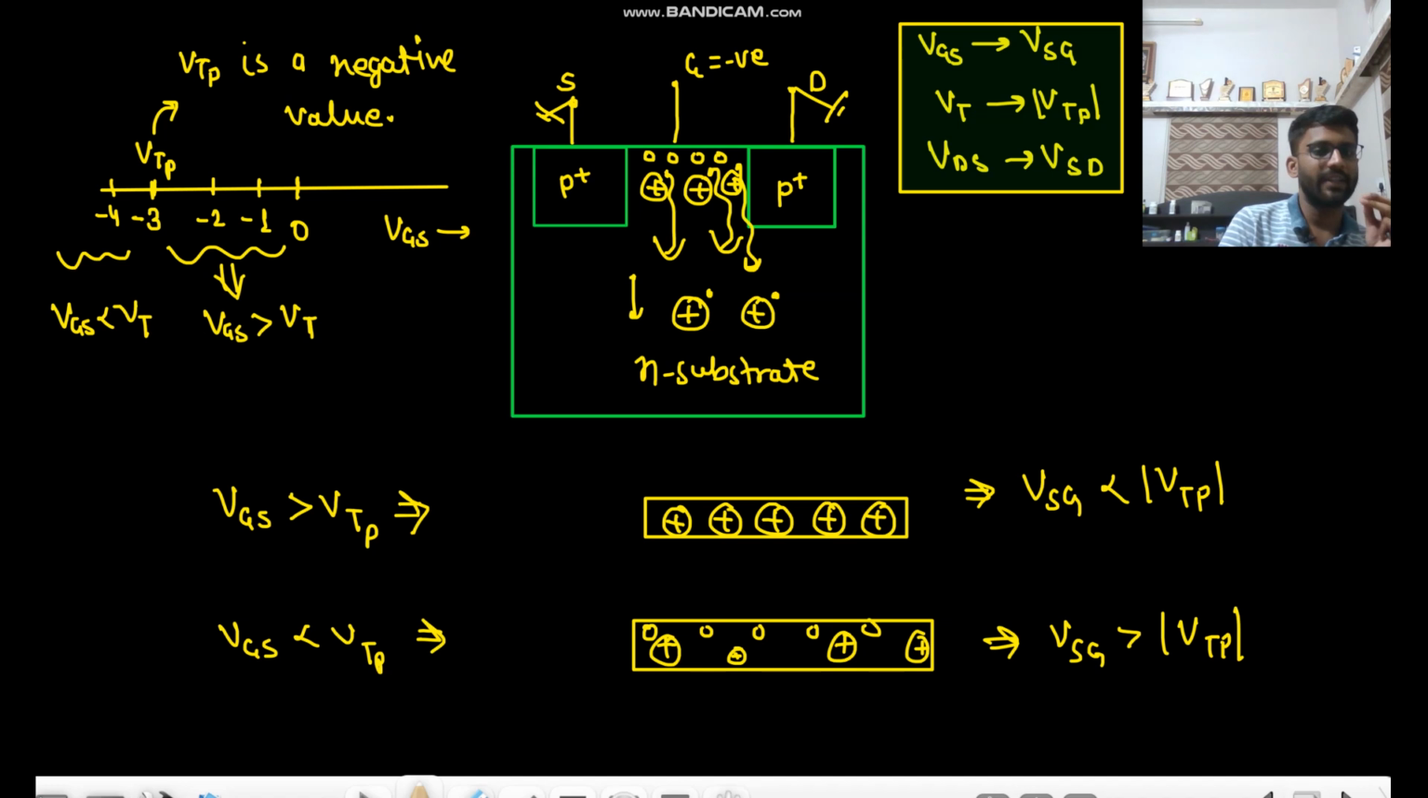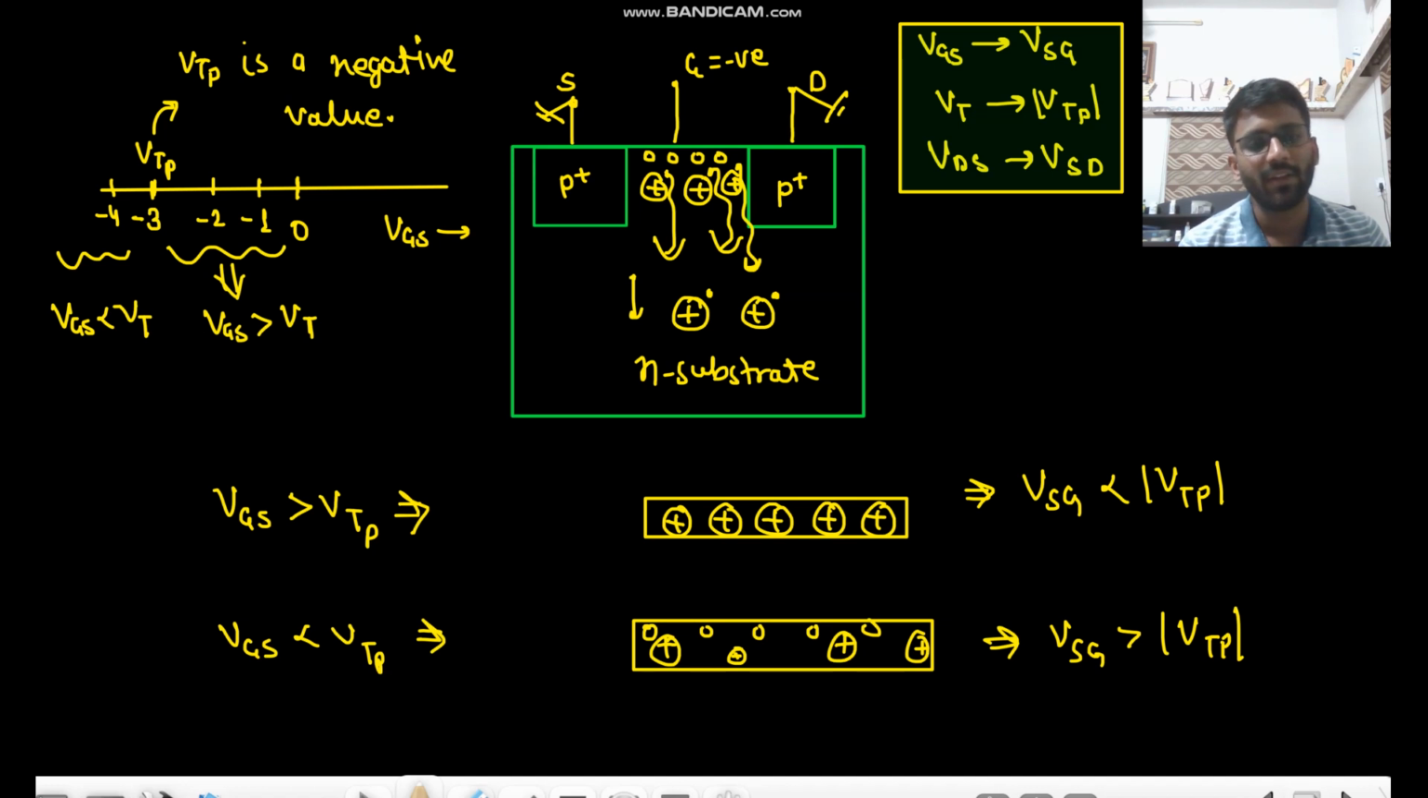Sometimes we get confused. If we get confused, you simply need to do this: VGS will be replaced with VSG, VT should be replaced with VTP, VDS should be replaced with VSD. While doing the circuit analysis, you will use this. And if someone talks about the concept, you know the concept: if VG is more negative, more holes will be attracted and the current will be more. So if VGS goes more negative, or VGS goes low, or VSG goes higher, then we will have more current.